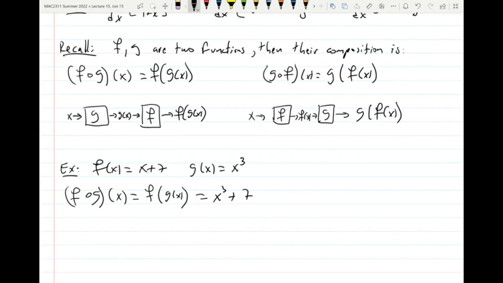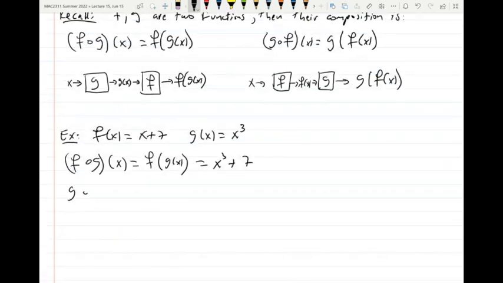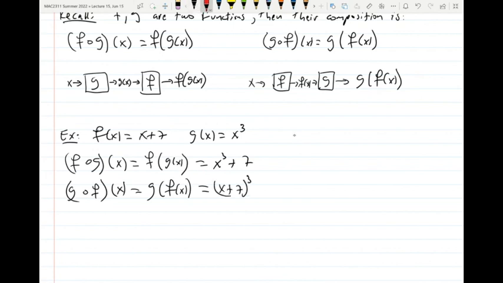Does everyone understand this? Now, what is g of f? So g composed with f? x plus 7 cubed. x plus 7 cubed, very good. So this means plugging f into g. So wherever you see an x here, just put the entire formula there. So that's x plus 7 cubed. And hopefully you agree that these two things are not equal.